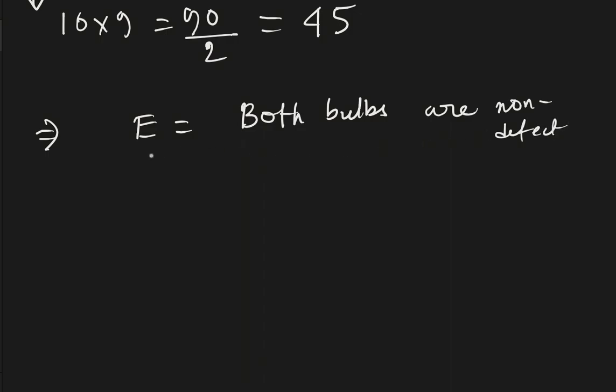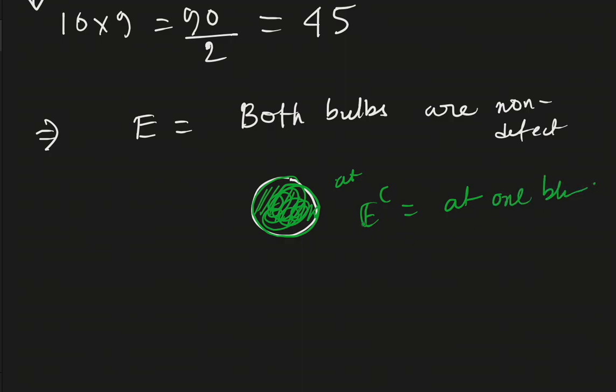If I get this set where both bulbs are non-defective, what is the complement of it? At least one bulb is defective. Its complement will mean at least one bulb may be defective or two bulbs can be defective. So if we can calculate the probability that both bulbs are non-defective, then E complement, which is 1 minus E, gives that at least one bulb is defective.